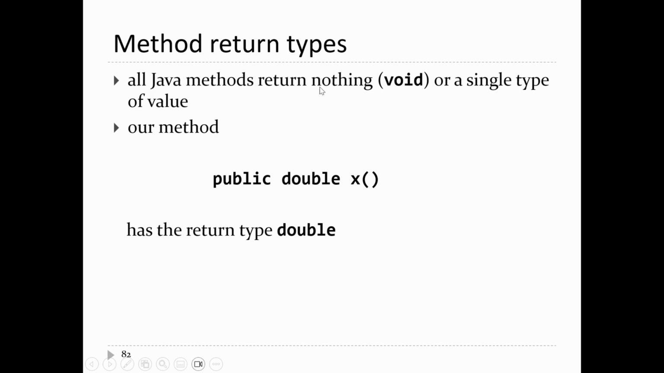All right, so that's the signature of the method. Now remember, the signature does not include the return type. All methods in Java either return one thing or they return nothing. And if they return nothing, you have to write void as the return type. So our accessor method x that returns the x coordinate returns it as a double value.